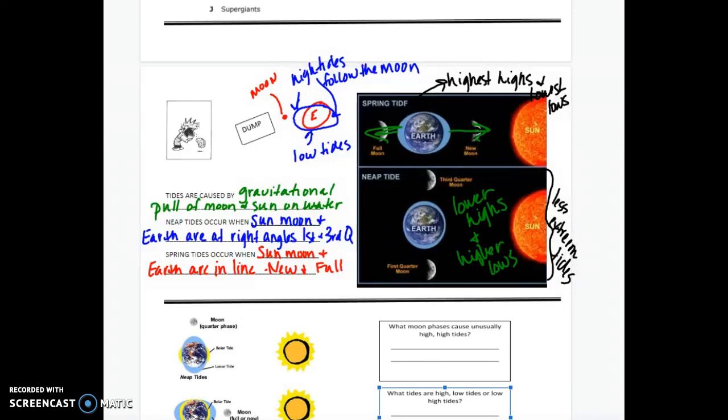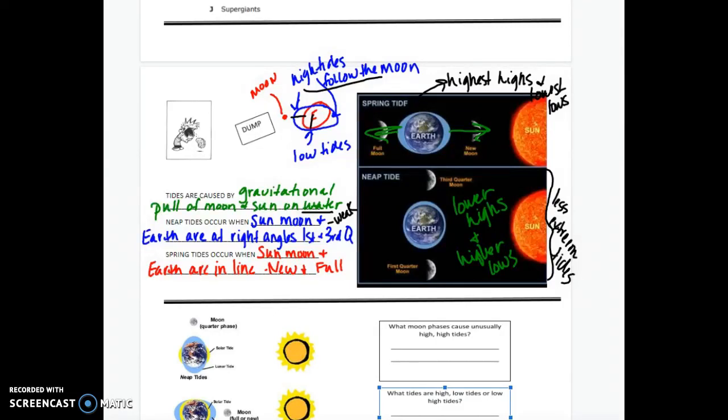Up here we have just a little diagram. The highs always follow the moon, so wherever the moon is, that's where the high is going to be, and the lows are going to be at a right angle to the earth and the moon. Tides are caused by gravitational pull of moon and sun on the water. Yes, the sun helps contribute to the tides. Neap tides occur when the sun, moon, and earth are at right angles, first and third, and remember those are our weaker tides. Weak, the highs aren't as high, the lows aren't as low.